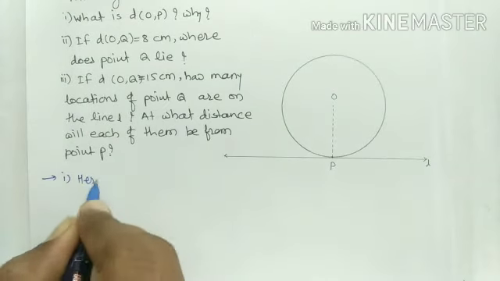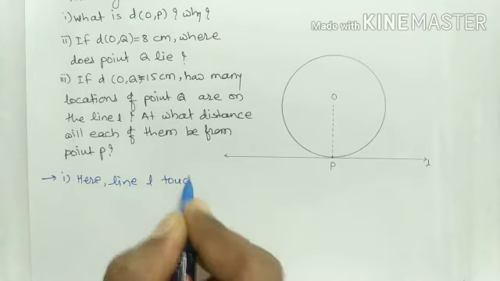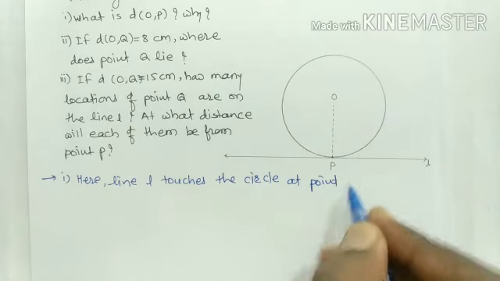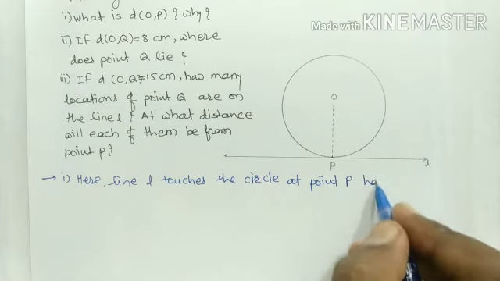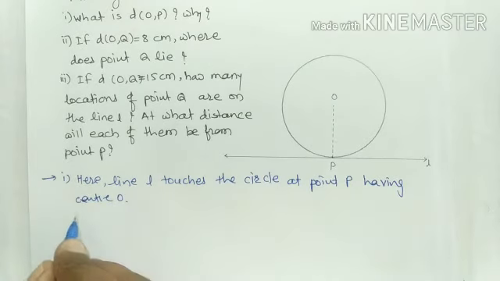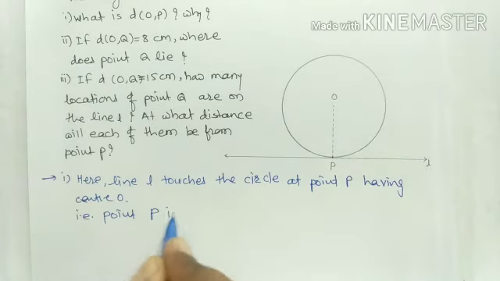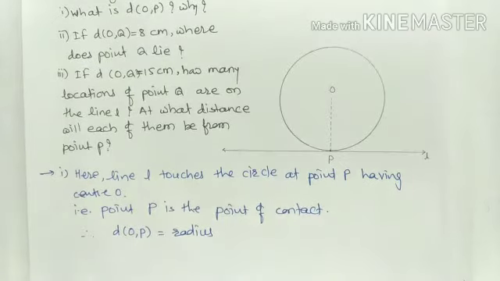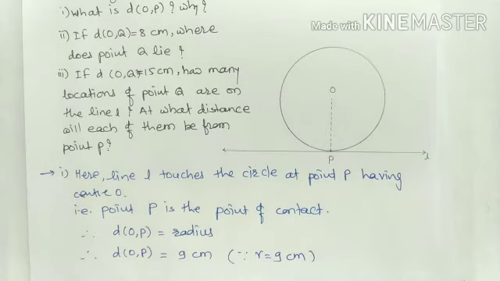Here line L touches the circle at point P, having center of the circle O, and that is, point P is the point of contact, and therefore distance OP equals the radius of the circle, and therefore distance OP equals 9 centimeter because r equals radius equals 9 centimeter is given.